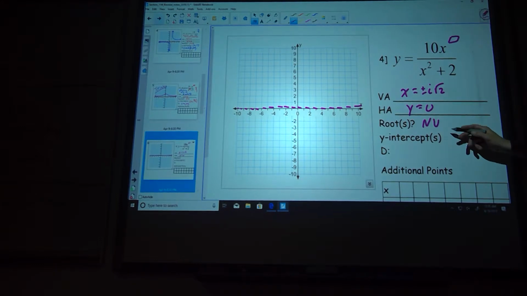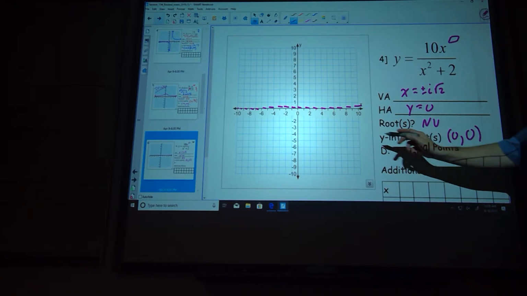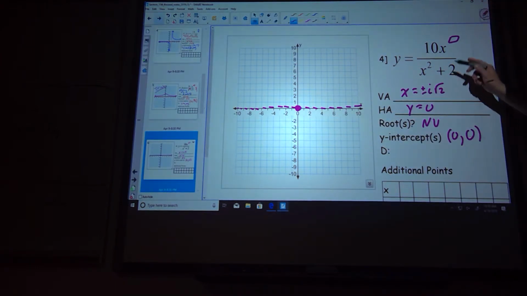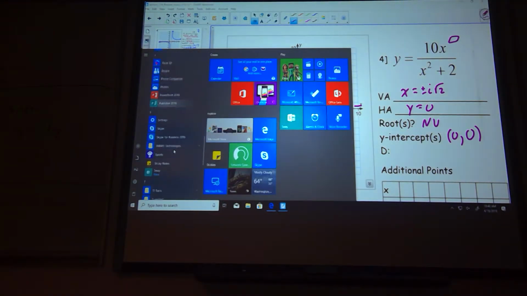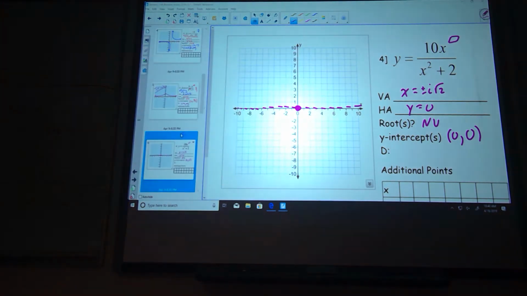Roots, no. Y-intercept, plug 0 in. If I plug 0 in, I'm going to get 0 on top. So 0, 0. Is that right? If I plug 0 in for x, duh. If I get 0 on top, it has to be 0 on bottom, 0, 0. So why do you think? It's going to be the funky line thing. Let's go to my graphing calculator, just to make sure I'm doing this right.